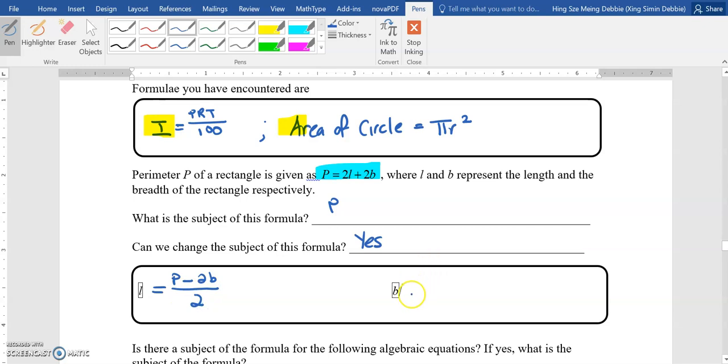Same for this, when we want to find out the breadth, we can take the perimeter, minus away the 2 lengths, and then divide by 2, and we find the 1 breadth of the rectangle.